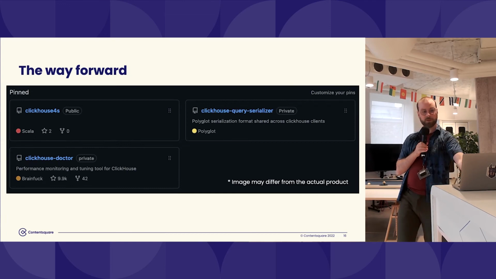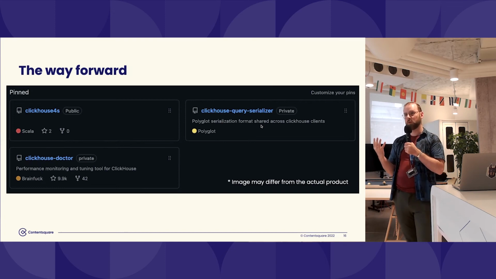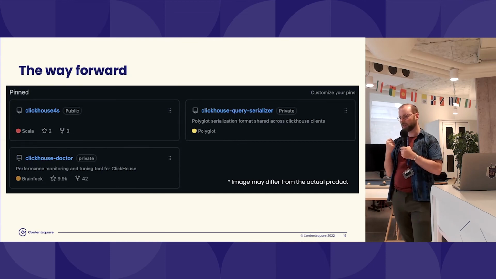The second one, ClickHouse Query Serializer. So at Contentsquare, we are using mainly 2 languages in the data team. We have Scala and we have Go. And a lot of people are coding in Go. This is the new language that we started using. And many people would like to contact ClickHouse in Go.